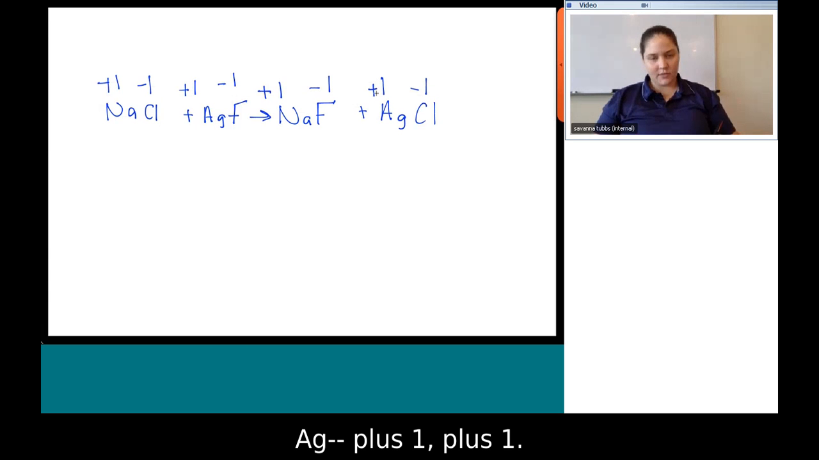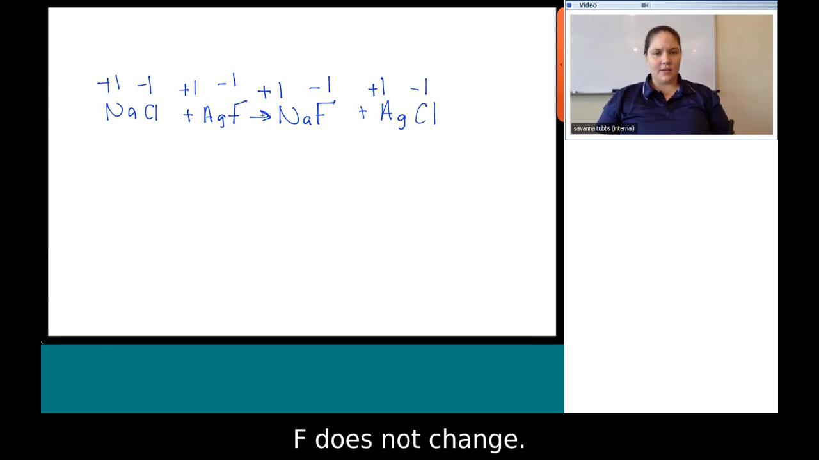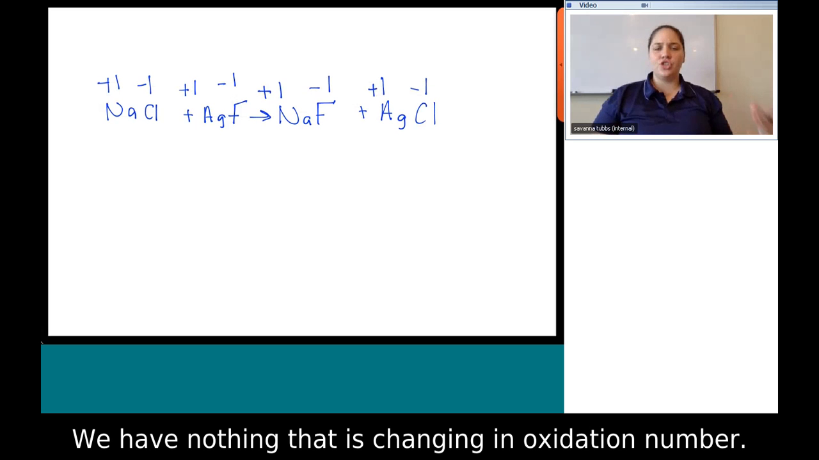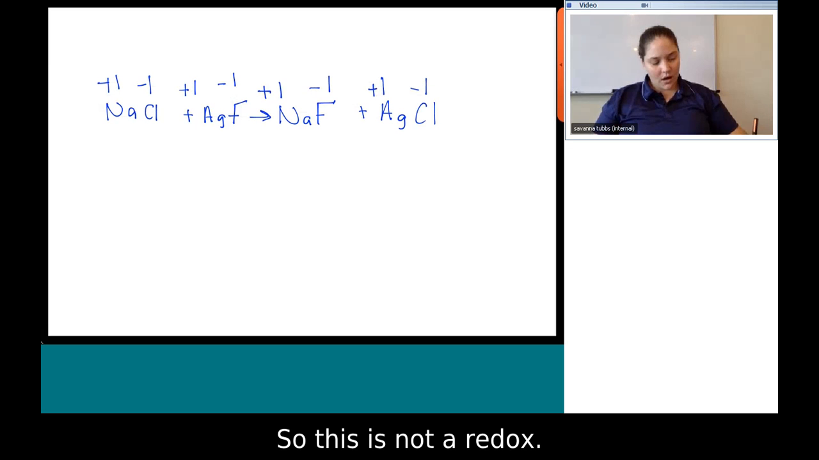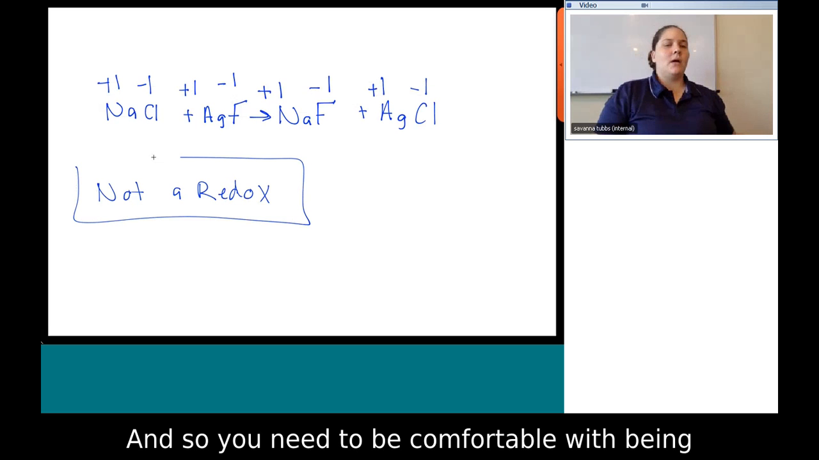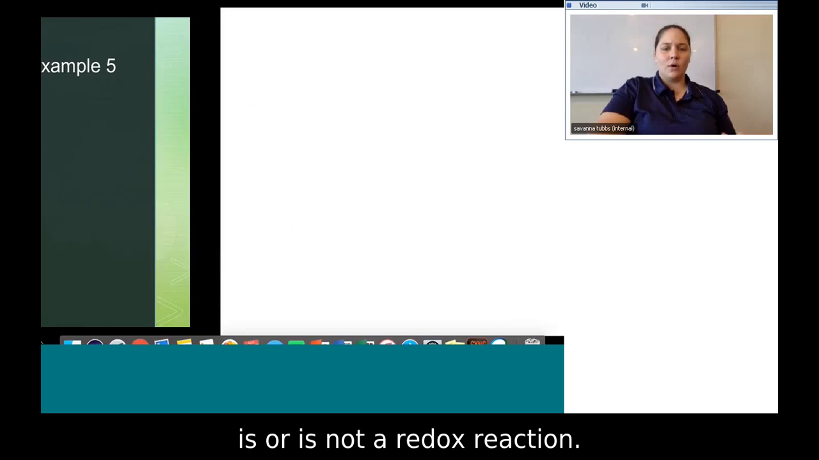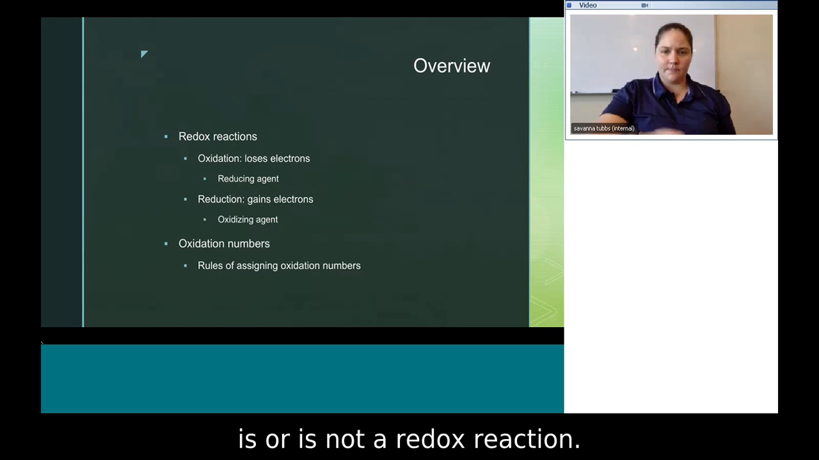So far Na is a part of it. Ag +1, +1. It can't be oxidized or reduced. F does not change. It stays at -1. We have nothing that is changing in oxidation number. So this is not a redox. And so you need to be comfortable with being able to assign oxidation numbers to determine if something is or is not a redox reaction.